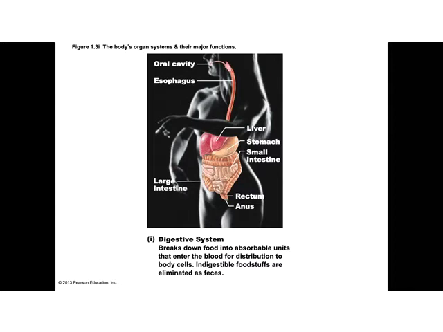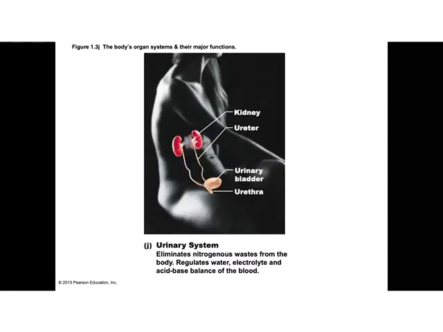Okay, all of those work together to do something that a single tissue or a single organ couldn't do, which is to mechanically and chemically break down our food and get it into our bloodstream where we can send it to all the other cells in the body. Okay, metabolism is just all the chemical reactions that promote survival.